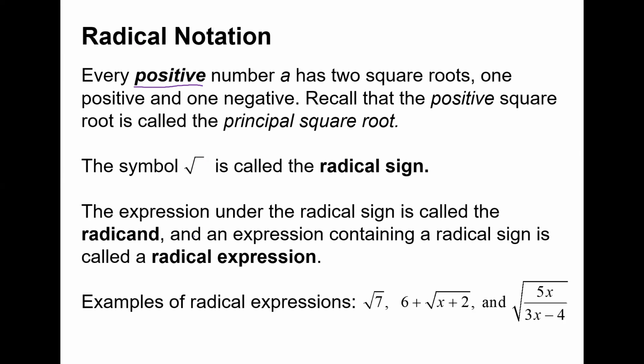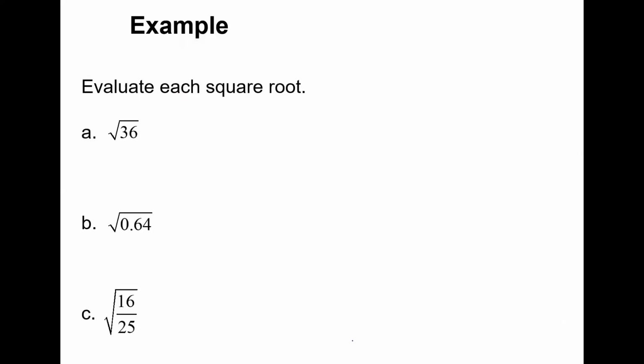Now the expression under the radical, what would go under here, is called the radicand, and the expression containing a radical sign is called a radical expression. So a radical expression could be the square root of 7, or 6 plus the square root of the quantity x plus 2, or the square root of 5x divided by 3x minus 4. All those are radical expressions.